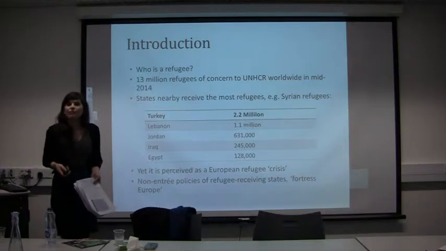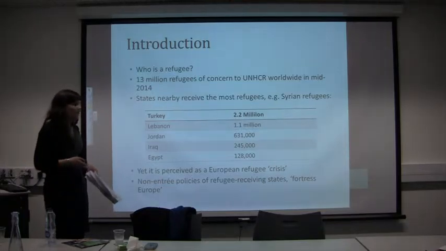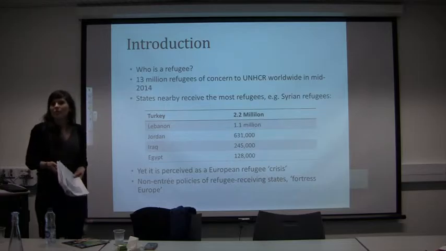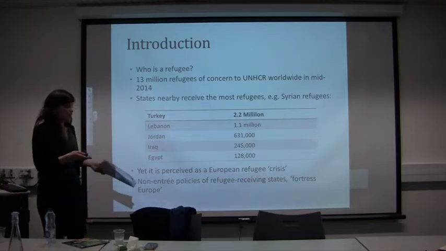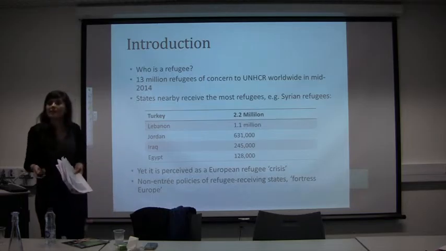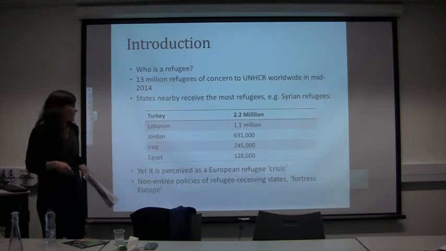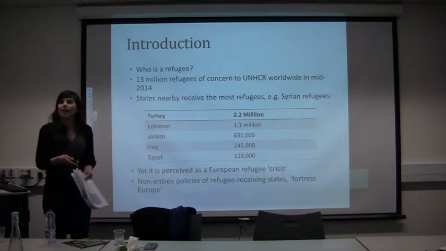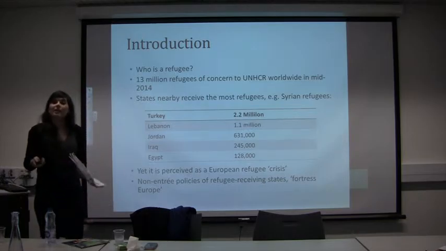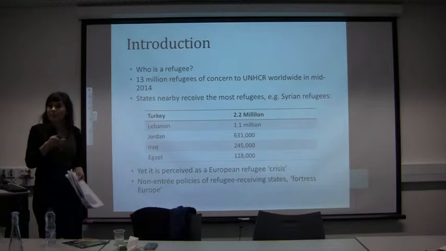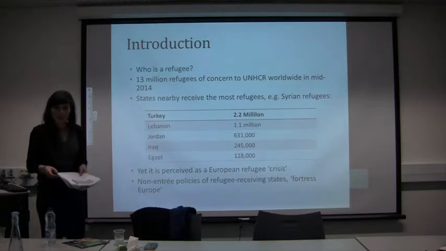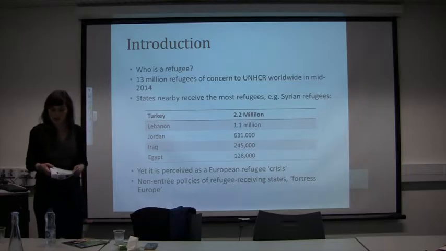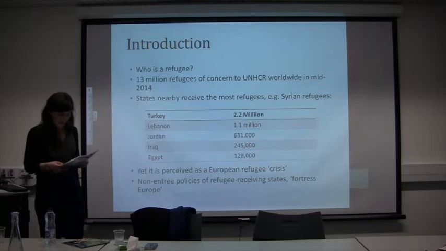And this is reinforced, as David mentioned previously, by non-entry policies. So what states such as European states generally want, because refugees cost them a lot of money, is that they never come in the first place. What we mean by non-entry policies are, for example, sanctions for airlines who allow refugees on board their flights, strict visa requirements, and some pushback at sea operations that were taking place in the Mediterranean, for example.